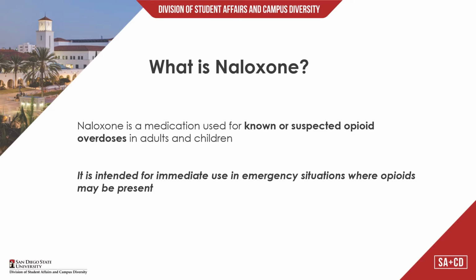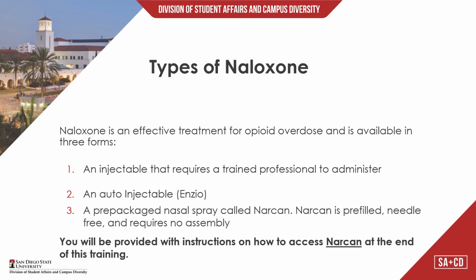Naloxone is a medication used for known or suspected opioid overdoses in adults and children. It is intended for immediate use in emergency situations where opioids may be present. Naloxone is an effective treatment for opioid overdose and is available in three forms. 1. An injectable that requires a trained professional to administer. 2. An auto-injectable. This product is called Zimhi. It is injected into the thigh, similar to an EpiPen.